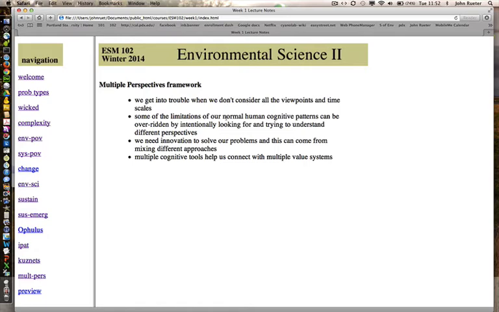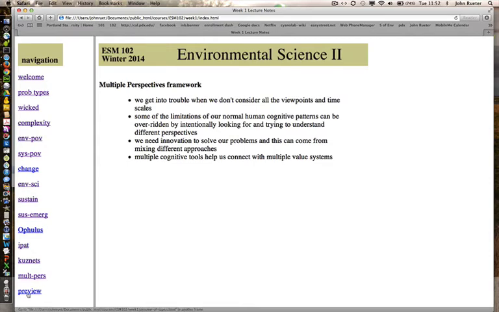problem. So this multiple perspective framework is to consider more viewpoints, to force us to use different cognitive tools to look at the problem and discover new information, and to use those new approaches we came up with in innovative forms to address the problem. And also, the more cognitive tools we use, like in science, the more we're able to connect with multiple value systems. Okay, now I'm going to come back to that in just a second.